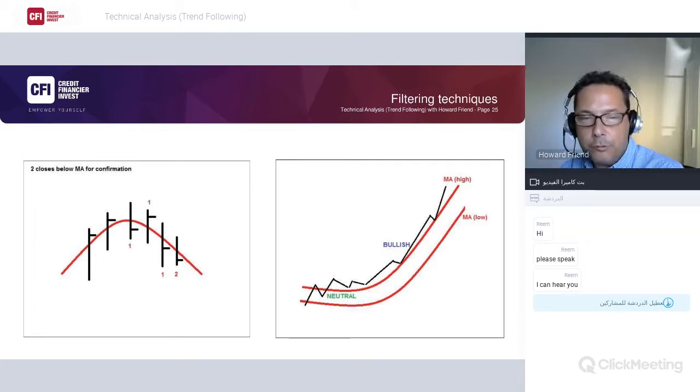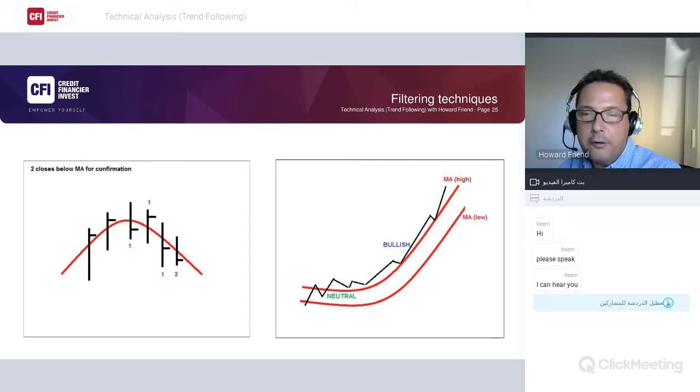So that could have been a whipsaw had you sold into that if the market continued higher. But you're waiting for two consecutive closes below. So one close below, one close above. Now we get a close below. Next bar, we get another close below. So that's your filtering technique. You've filtered out the whipsaw there. So that's essentially how to use two consecutive closes below the moving average for confirmation.